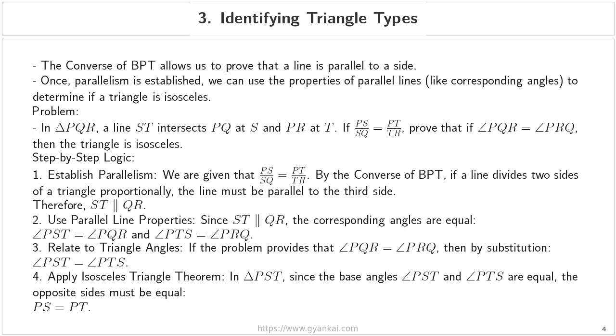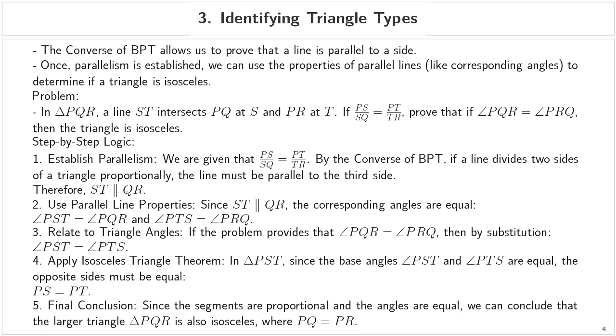Therefore, side PS is equal to side PT. Finally, let's reach our conclusion. We have established that the segments are proportional and the angles are equal. By following this logical chain, we can conclude that the larger triangle, PQR, is also an isosceles triangle, where side PQ is equal to side PR.